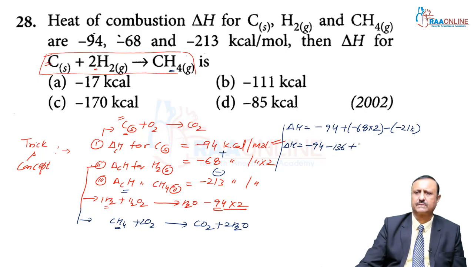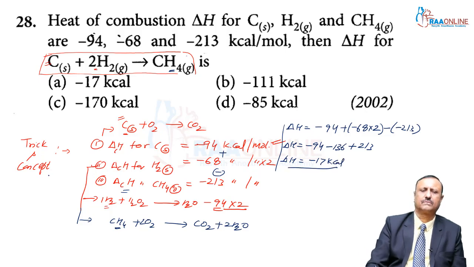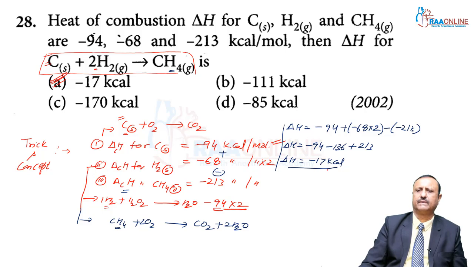Then minus plus 213. My dear students, when you solve this, minus 94 minus 136, then you can get minus 17 kilocalories, and this is your answer. Question number 28, your answer is A, minus 17 kilocalories. So, my dear students, you can see their answer is minus 17 kilocalories, delta H.